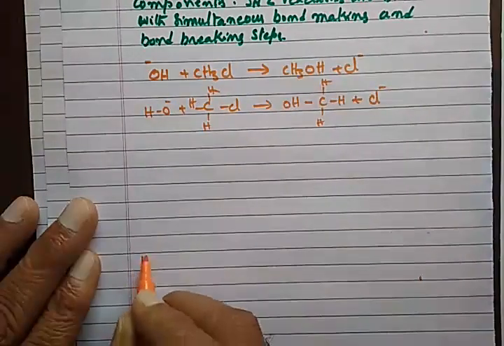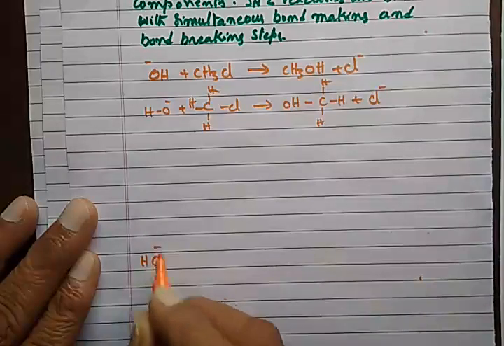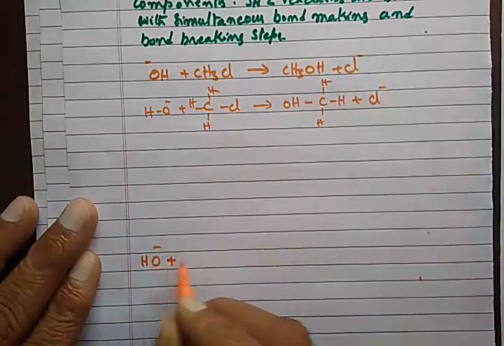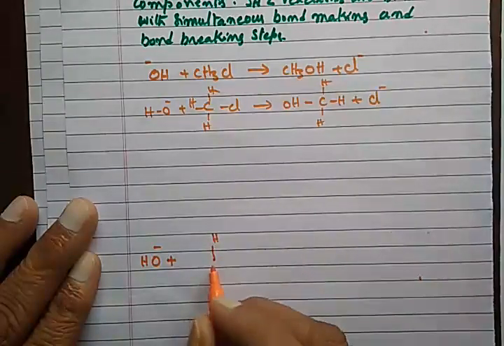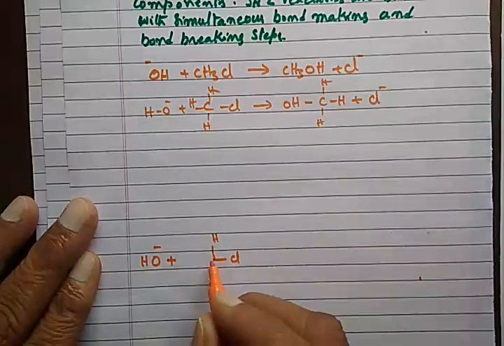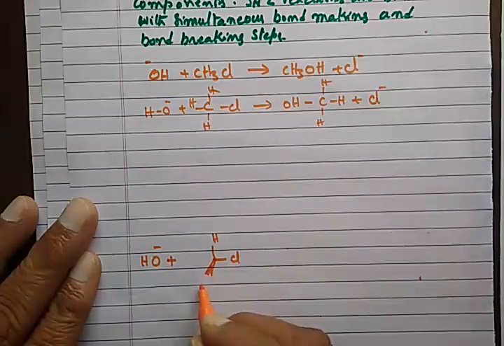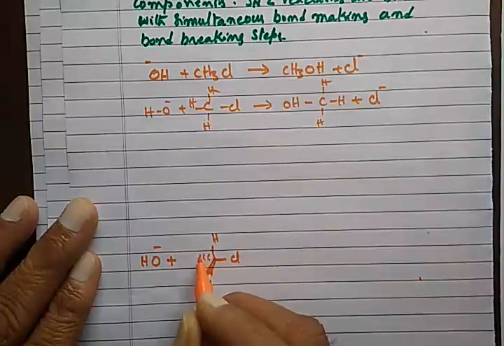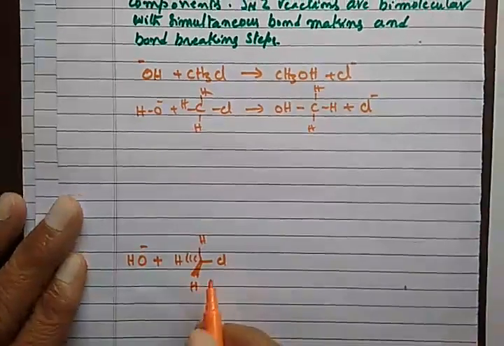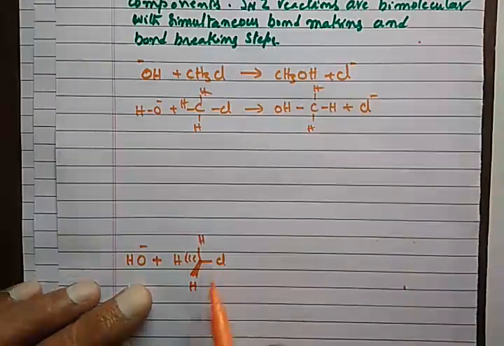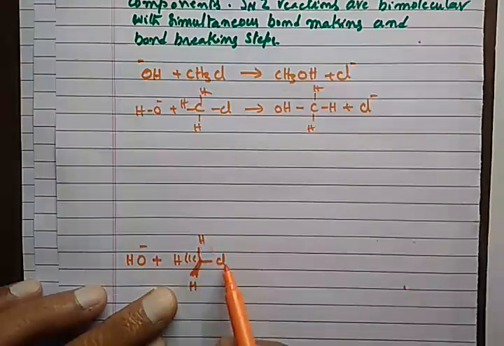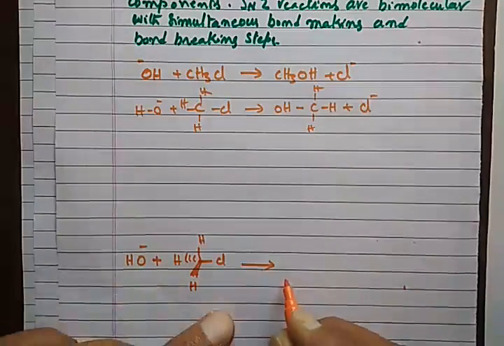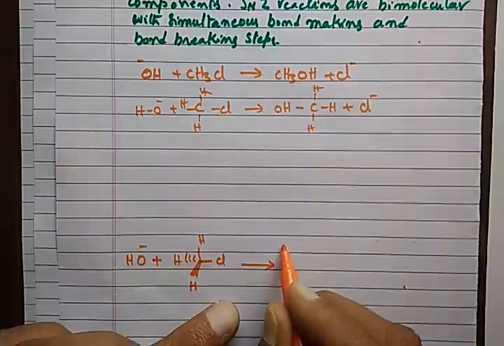So I will write this in a still better way. You take HO minus plus this, we will take one H on this side, chlorine on this side. This is another H. This is another H. So the same thing I represented in 3 dimensions. One H is coming towards you, another is going away, and one more H is there, and Cl is there. This is the intermediate step, which I'll write here.